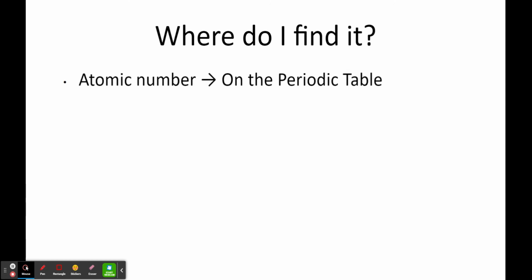You just look this up on the periodic table. Okay. If you know the chemical symbol or the chemical name, you can look it up on the periodic table. And if you don't know the chemical name, but you know the atomic number, then you can find that on the periodic table.